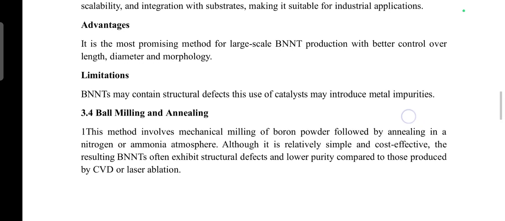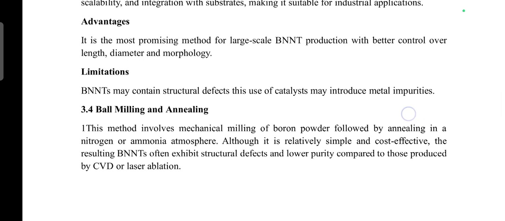Ball milling and annealing: this is another method of making boron nitride nanotubes. What is ball milling and annealing? This method involves mechanical milling of boron powder followed by annealing in a nitrogen or ammonia atmosphere.